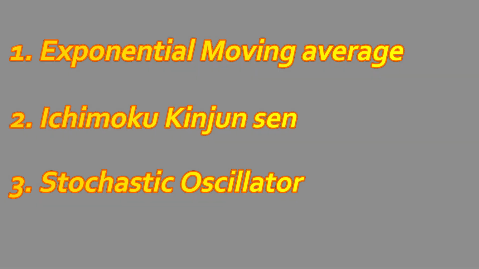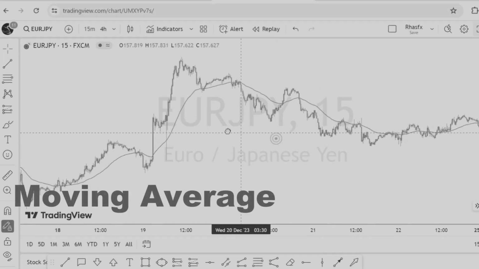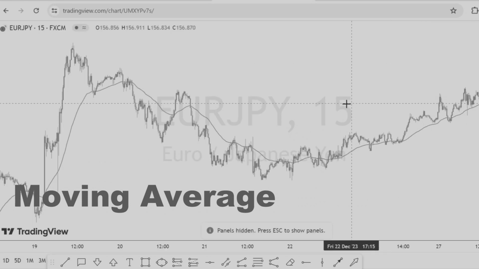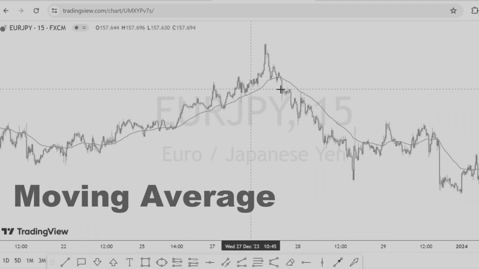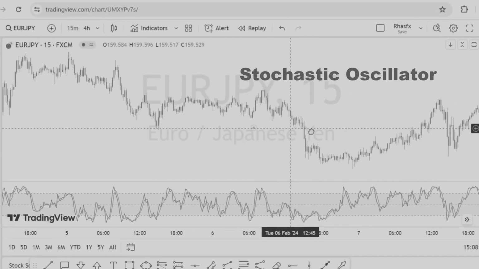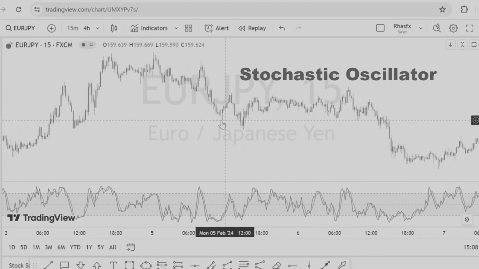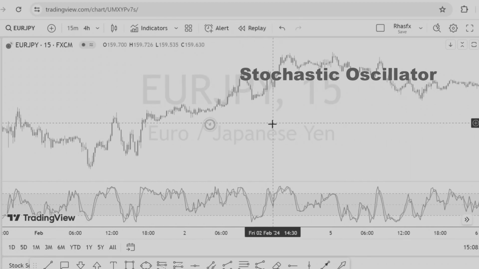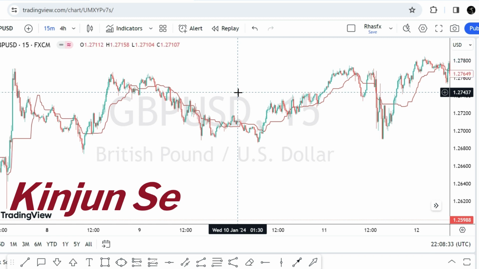As explained in a previous video, a moving average smoothens price data to create a single flowing line, helping traders identify the direction of the trend. Stochastic oscillator: this indicator compares a closing price to a price range over a specific period, helping traders identify potential reversal points. The Kinjun Sen.